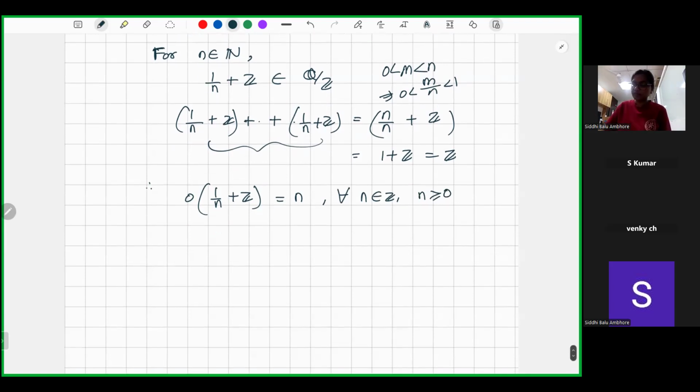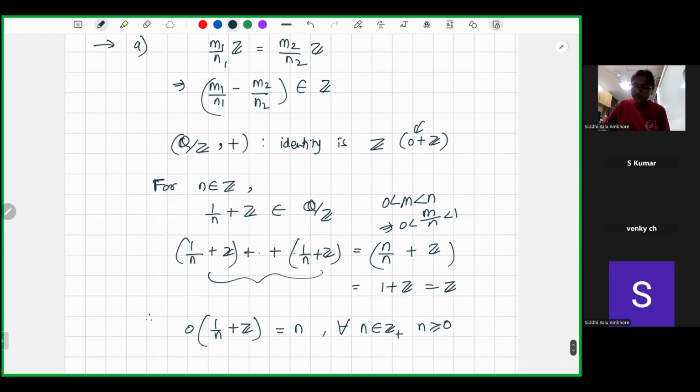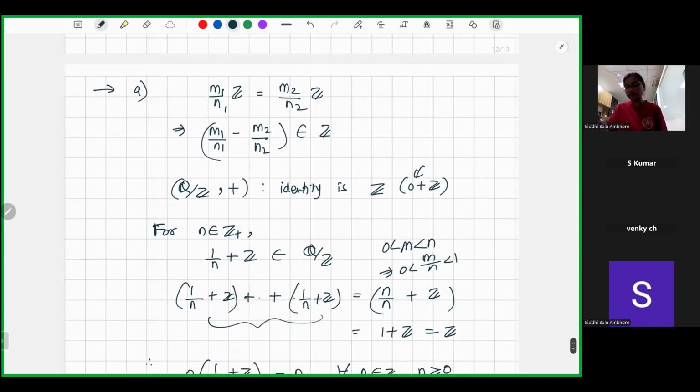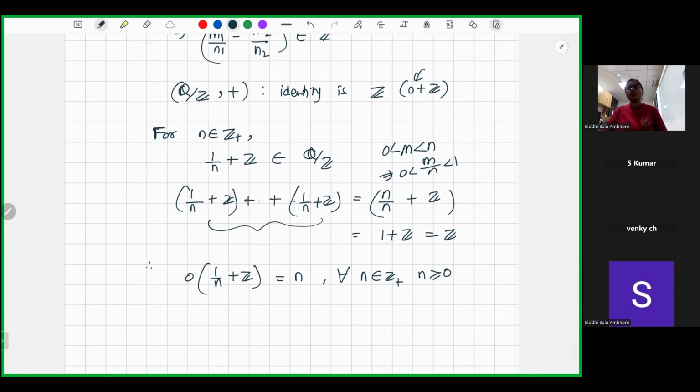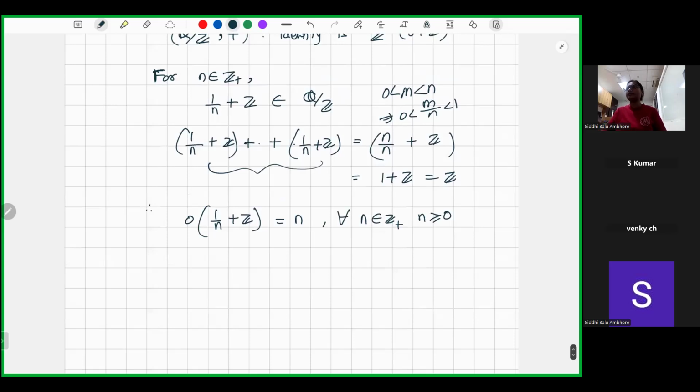yeah, n in Z plus. We were already asked for n in Z plus. So that's what we prove. Even for negative, well, negative order doesn't make sense. I hope you are clear with this, that if I choose 1 by n, it will be an element of order n. Okay, and now the other one.